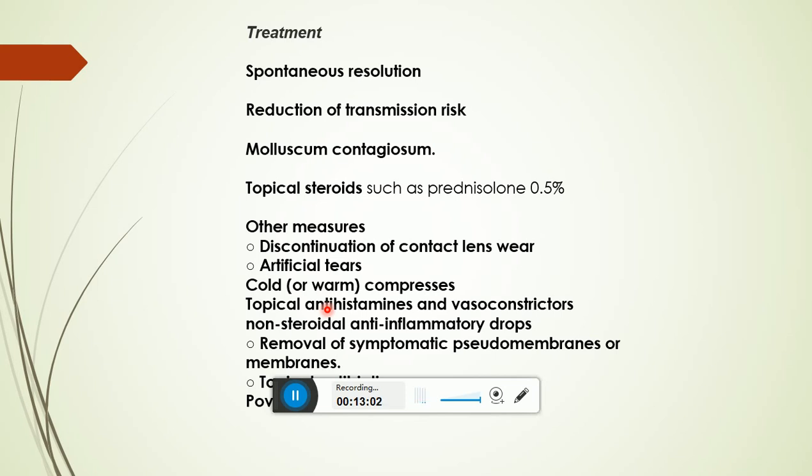The place of non-steroidal anti-inflammatory drops is not well established, but they may be effective in some circumstances such as steroid weaning. They are not thought to promote viral replication. Another treatment is removal of symptomatic pseudomembrane or membranes. Another is topical antibiotics if there is secondary bacterial infection. And the last is povidone iodine. It is very effective against free adenovirus and has been proposed as a means of decreasing infectivity. So this was all about viral conjunctivitis.